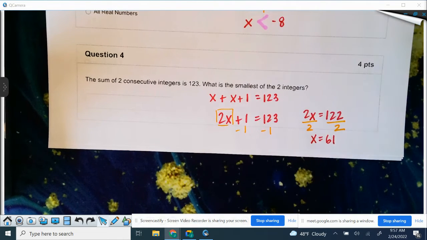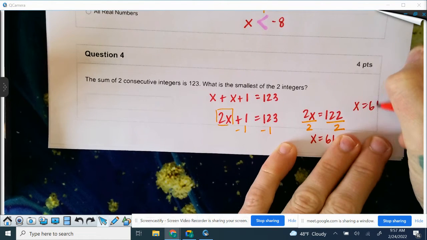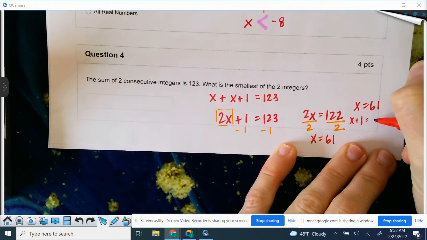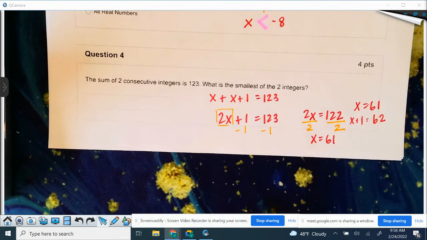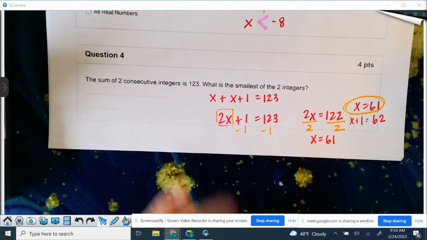And the smallest of the 2 integers, so now that I have x is 61, so x equals 61. X plus 1 equals 62, because it's 61 plus 1. And the answer is 61, because it is the smallest of the two options.